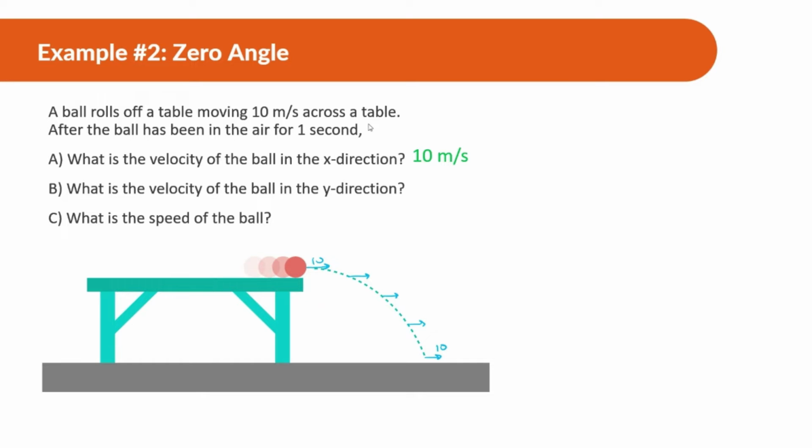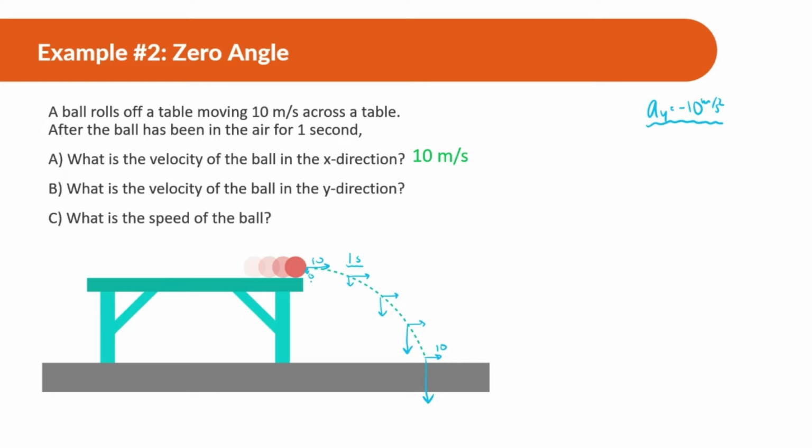What we talked about in the y direction is that at the very beginning when it rolls off the table, it's going to be 0. However, in the y direction, it's going to be getting faster and faster and faster, and that is because of gravity. So after 1 second, let's think about how fast it's going to go. We should know that the acceleration in the y is equal to negative 10 meters per second squared because of gravity. That means every 1 second, the velocity is changing by 10.